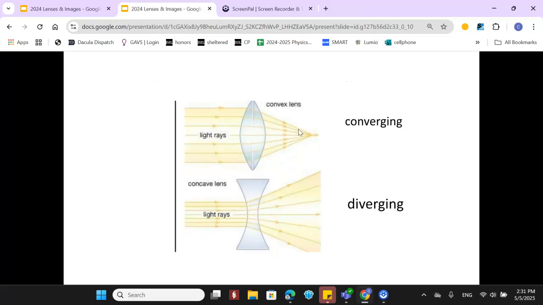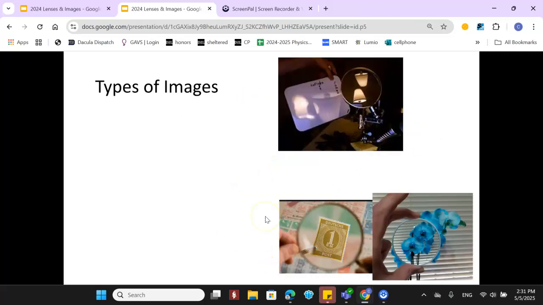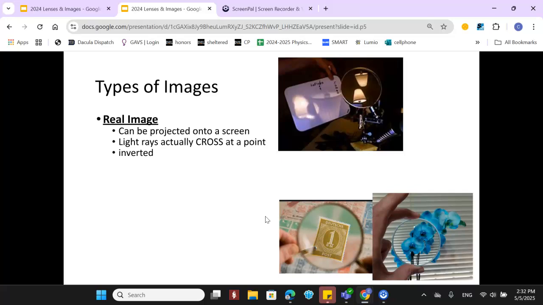So you should have just answered this, but the convex lens should be converging and the concave lens should be diverging. So we can make different types of images with these two types of lenses. We can make a real image. A real image can be projected onto a screen. The light rays actually cross at a point, and it is inverted or upside down.